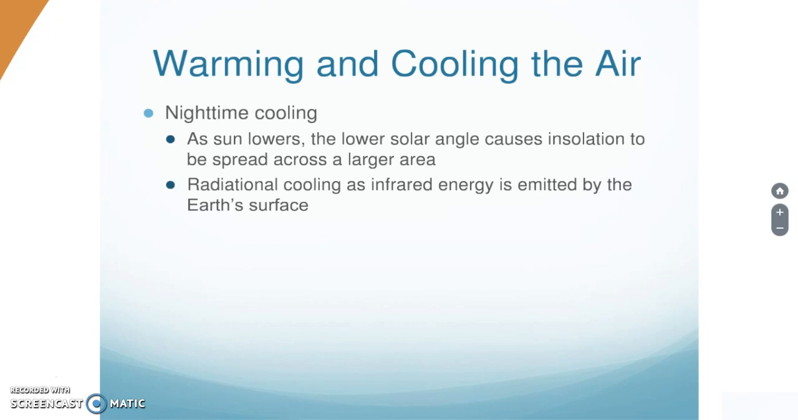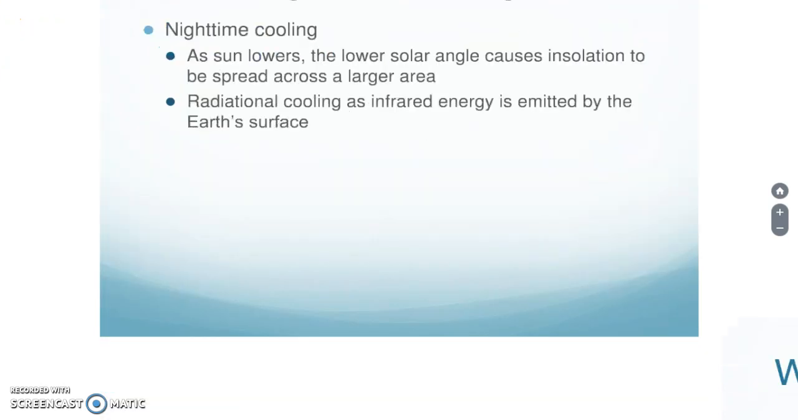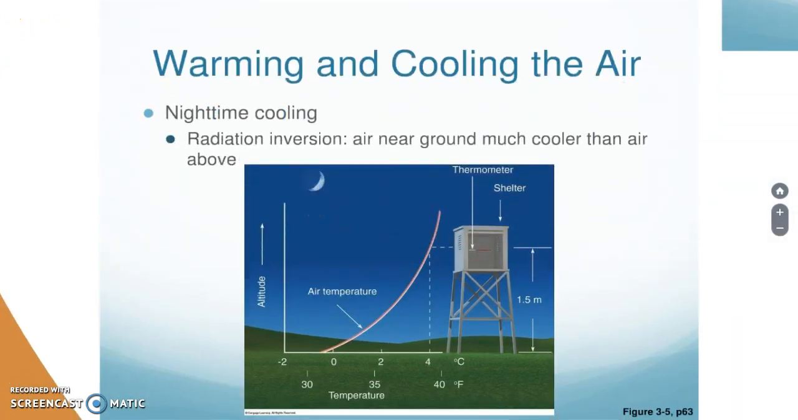But in addition to the smaller amount of incoming solar energy, the Earth's surface will also continue to radiate and cool. As a result, since the Earth cools the quickest and the atmosphere cools at a slower rate, the coolest temperatures will actually be near the ground and warmer temperatures just above the ground. This is what we call a radiation inversion.